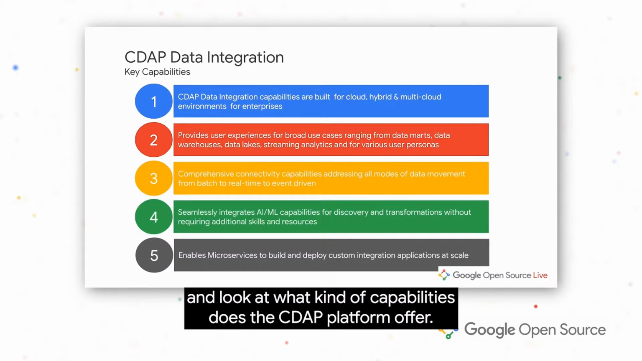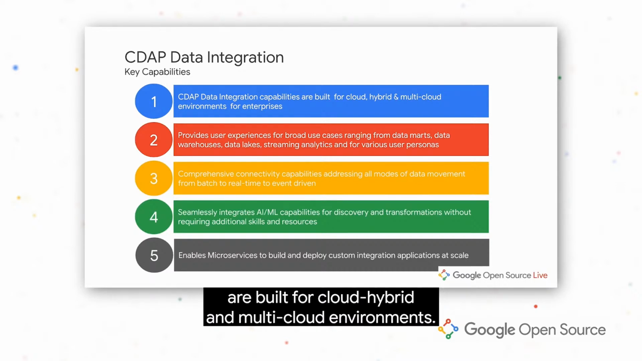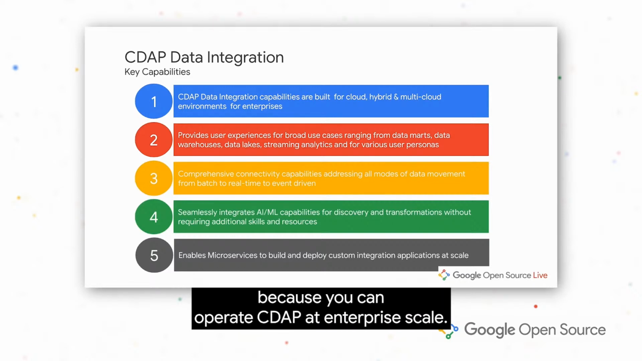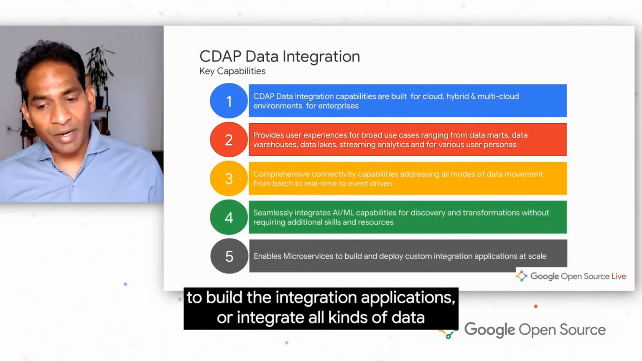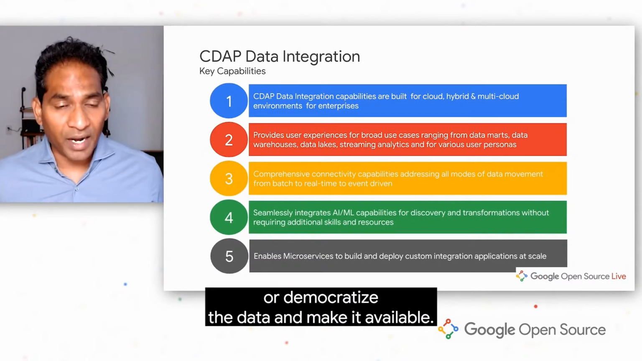If you go back and look at what kind of capabilities the CDAP platform offers, one of the things that we have done is that CDAP data integration capabilities are built for cloud, hybrid, and multi-cloud environments. And I say enterprises always, because you can operate CDAP at enterprise scale. There are a lot of enterprises that are using the CDAP platform to build integration applications, or integrate all kinds of data, or democratize the data and make it available.